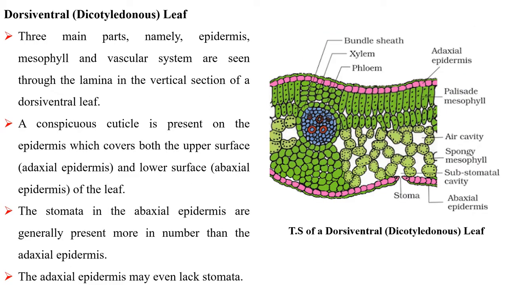Dorsiventral leaf. Three main parts, namely epidermis, mesophyll, and vascular system, are seen through the lamina in the vertical section of a dorsiventral leaf. A conspicuous cuticle is present on the epidermis which covers both the upper surface and lower surface of the leaf. The stomata in the abaxial epidermis are generally more in number than in the adaxial epidermis. The adaxial epidermis may even lack stomata.